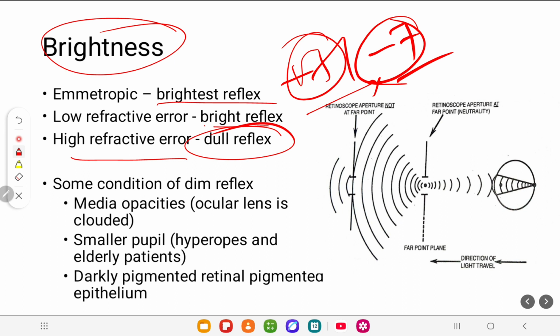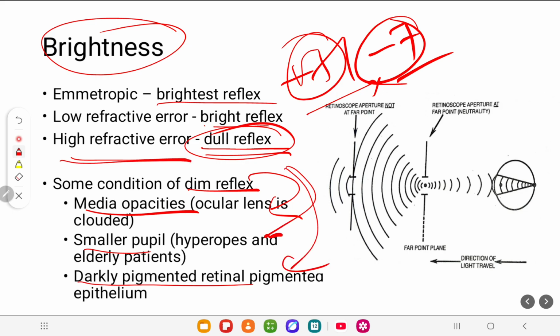So it's centrally important. Some conditions of the dim reflex are obviously media opacity, small pupil or darkly pigmented retinal pigment epithelium. But just remember, it's far important to understand that a dull reflex is not always a characteristic of these three things. There may be a high refractive error, that's why the dull reflex is there. It's very important and life saving whenever you actually practice as an optometrist.